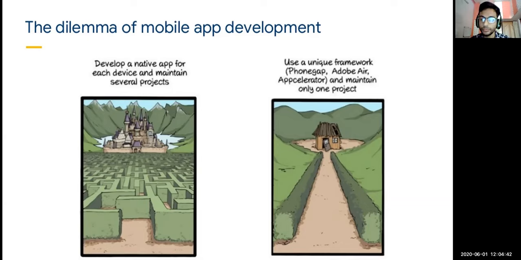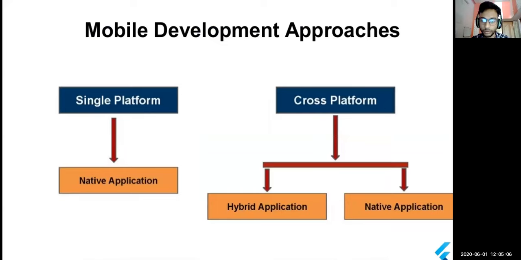So we need to get some other way of doing it. We have to get a solution where we don't need so much hassle in development, and we also want our software or application to be good in performance, in the way it looks, and in the whole UI part. So here we can see we have two approaches when it comes to mobile app development specifically. We'll not be concerned about the web part for now.